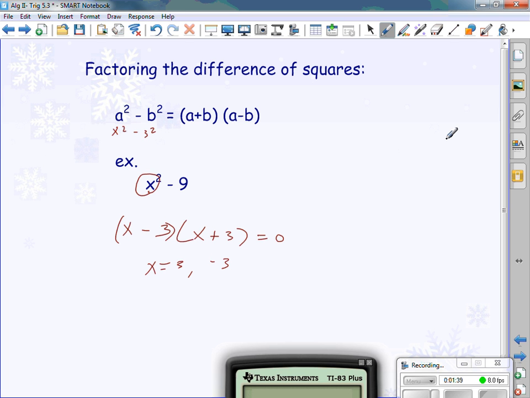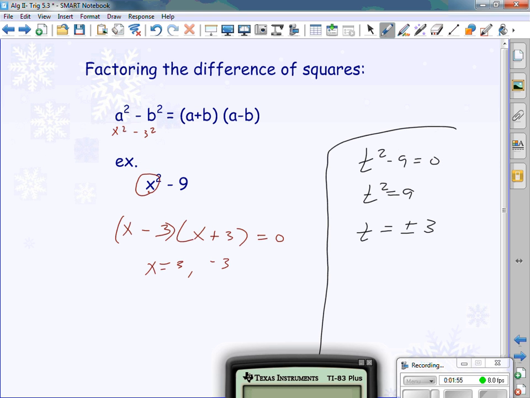On your homework last night, you did it a different way. You had the t squared minus 9 equals 0. What did you do? Added 9. T squared equals 9. Then what did you do? Square root. T equals plus or minus 3. The same thing we did over here. Do you understand the shortcut?